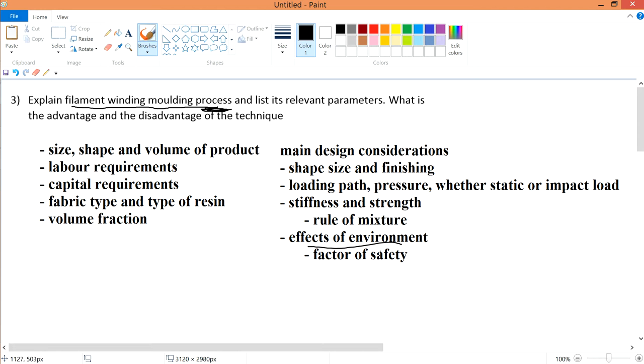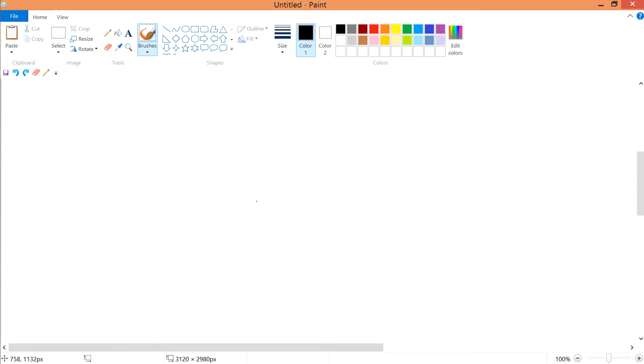And then effects of environment are factor of safety, how well it is susceptible to environmental things like earthquake and things like that. If you're flying in the atmosphere, is it susceptible to cold temperature, things like that. So you have to know all this factor of safety that is coming up. So somewhat we have cleared away this one and the molding process. Then what is the advantage and the disadvantage of this technique?